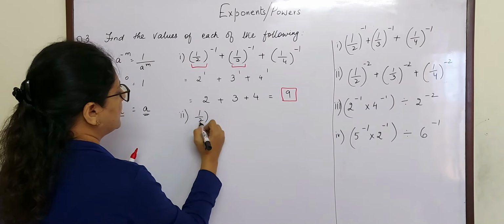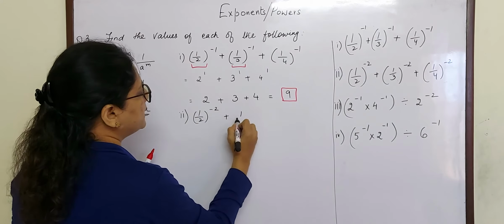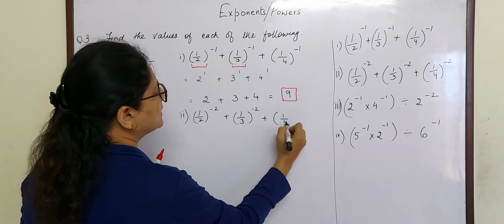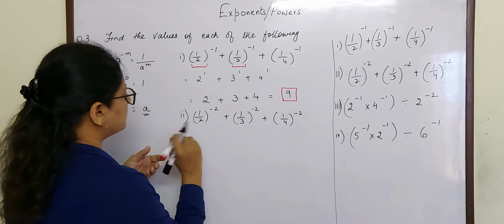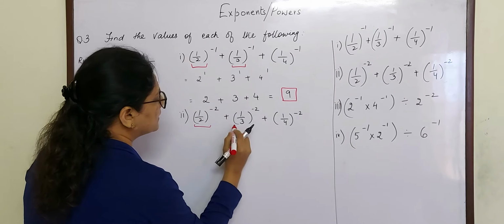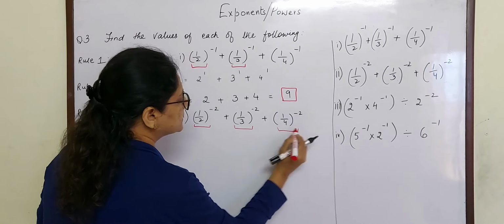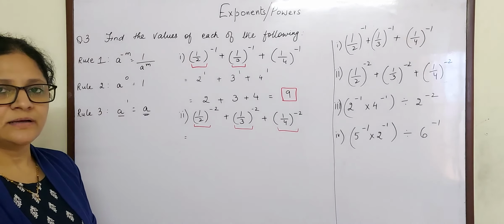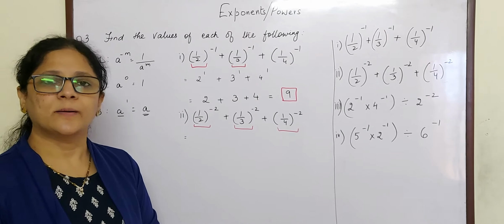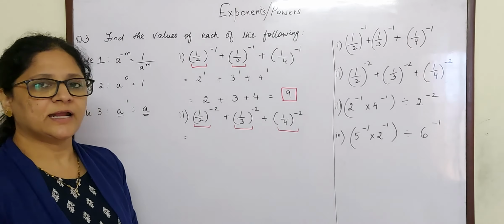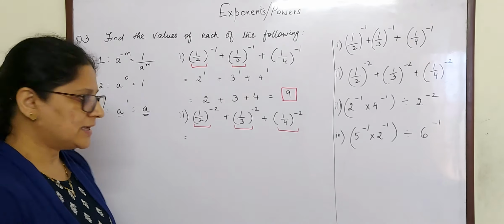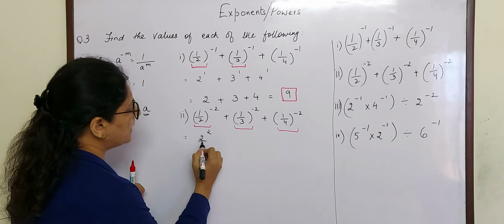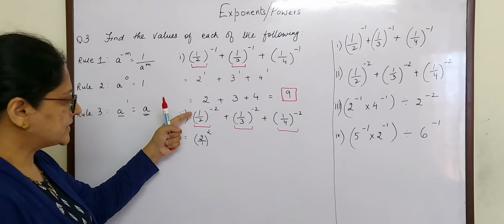(1/2)^-2 + (1/3)^-2 + (1/4)^-2. So first we will be solving this, then this, and then this, and we will put addition signs in the middle. Now tell me children, what is (1/2)^-2? You have to change the negative exponent to positive. Yes, it is 2^2, or you can say (2/1)^2, reciprocal.